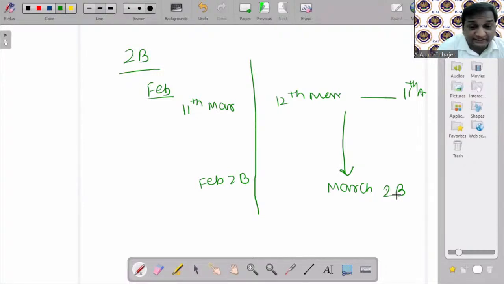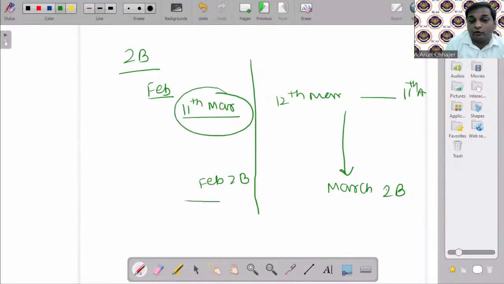Absolutely correct, Gayatri. If the supplier does not file the GSTR1 by the due date, there will be no transaction in my 2B of Feb month.